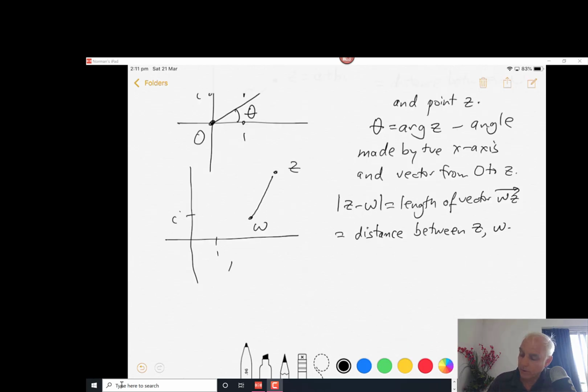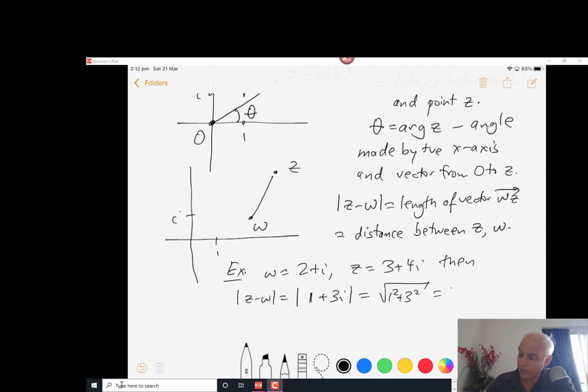So, for example, say W is something like 2 plus i, and Z is something like 3 plus 4i. Then the modulus of Z minus W is the modulus of the difference. Z minus W will be 1 plus 3i, and that's the square root of 1 squared plus 3 squared, which is the square root of 10. So that's telling us that this distance here, d, let us say, is the square root of 10.